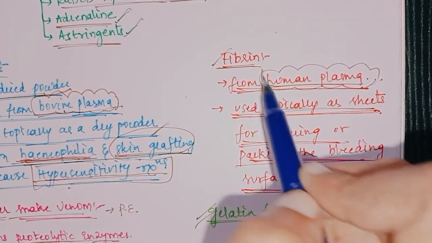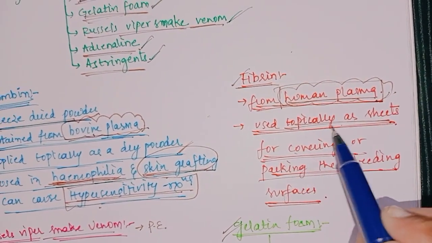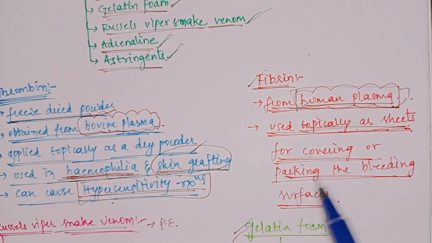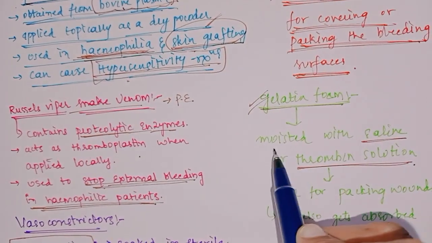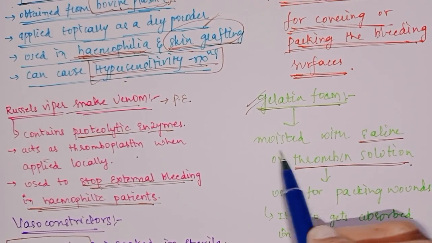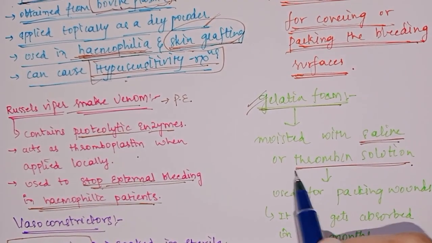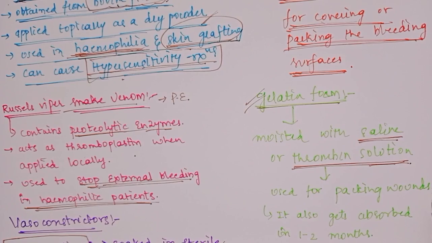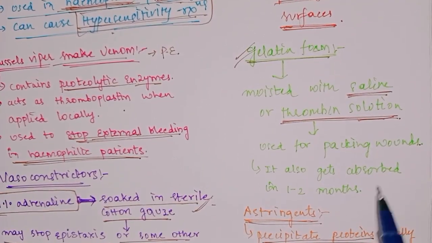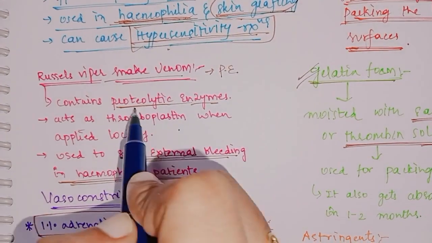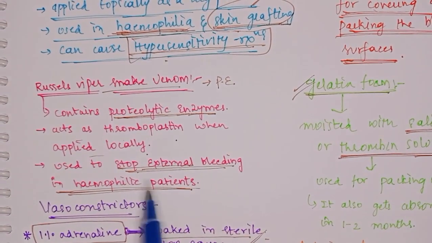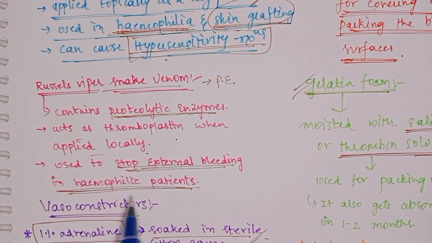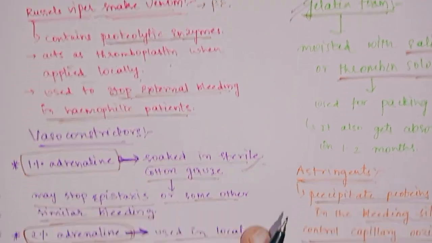Whereas fibrin is obtained from human plasma and is used topically as sheets for covering or packing the bleeding surfaces. Gelatin foam moistened with saline or thrombin solution is used for packing wounds. It also gets absorbed in 1 to 2 months. Russell's viper snake venom contains proteolytic enzymes. It acts as thromboplastin when applied locally. It is also used to stop external bleeding in hemophilic patients.